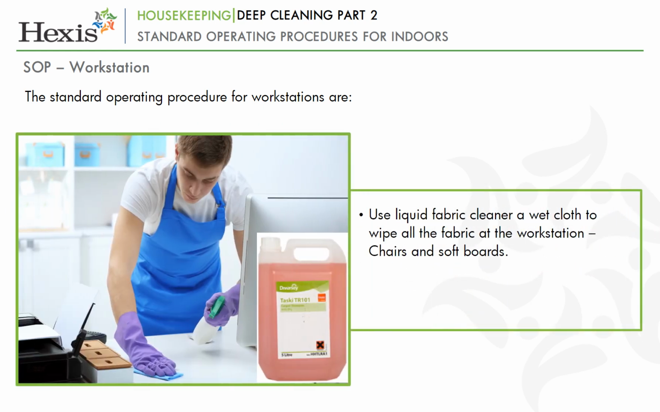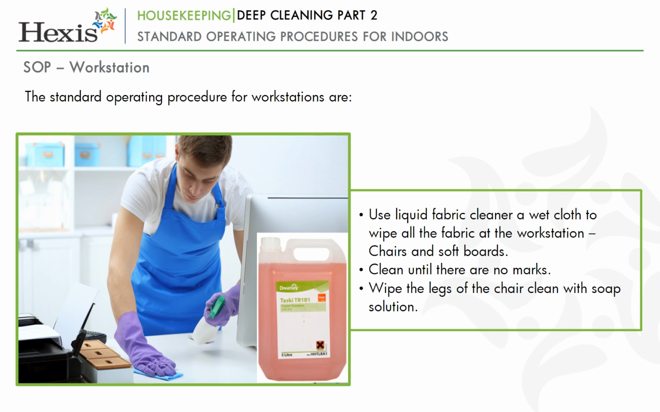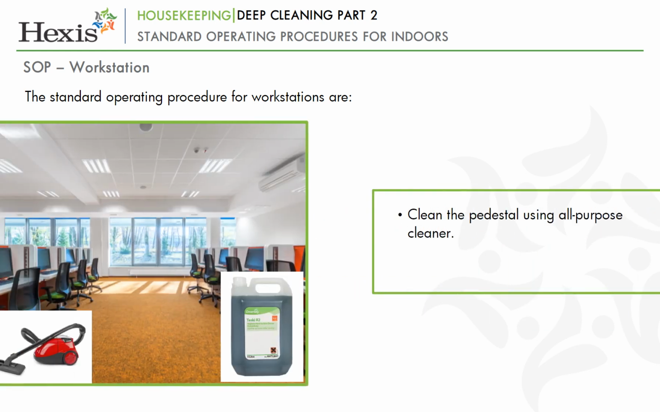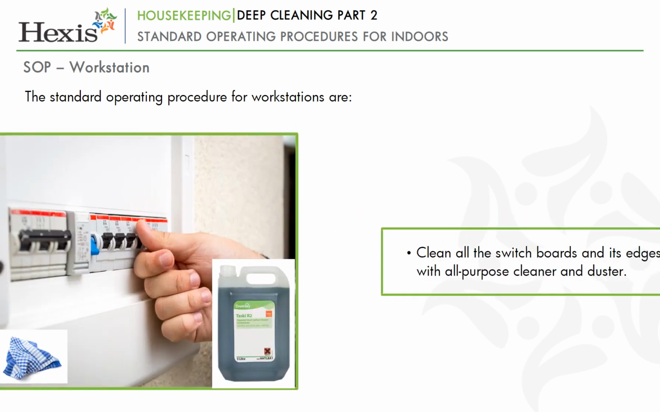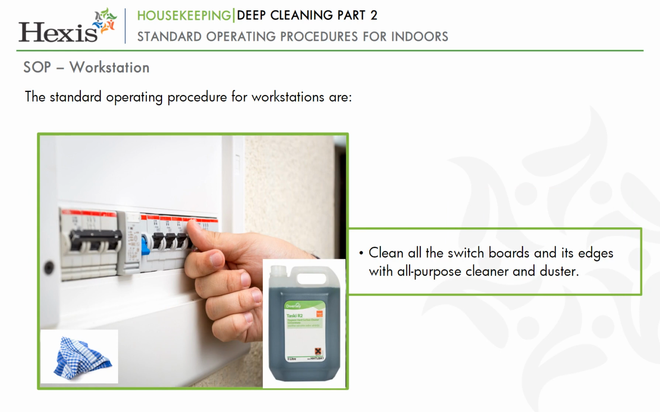Use liquid fabric cleaner and a wet cloth to wipe all the fabric at the workstation, chairs and soft boards. Clean until there are no marks. Wipe the legs of the chair clean with soap solution. Clean the pedestal using all-purpose cleaner. Use a vacuum machine to clean all corners under the table. Clean all the switchboards and their edges with all-purpose cleaner and damp duster.